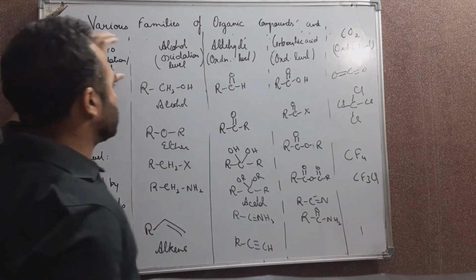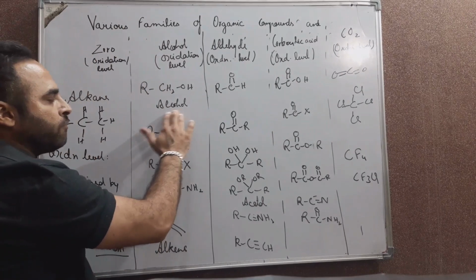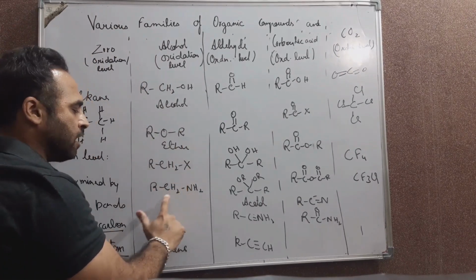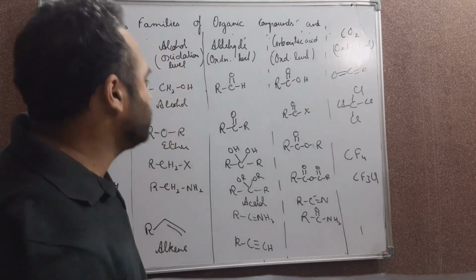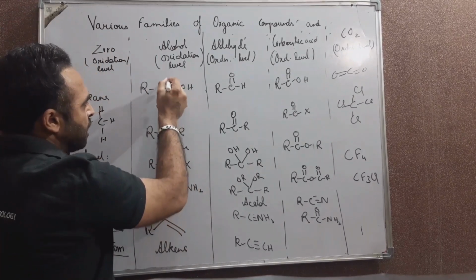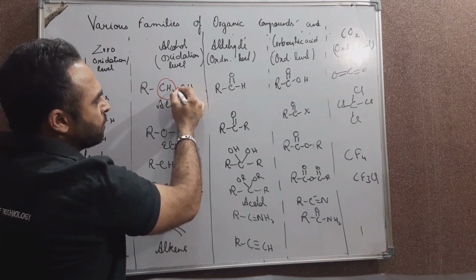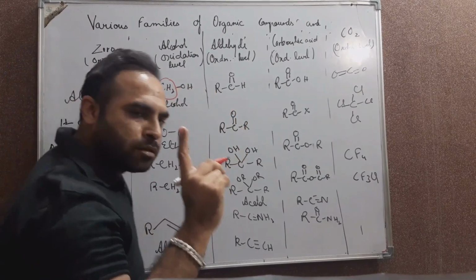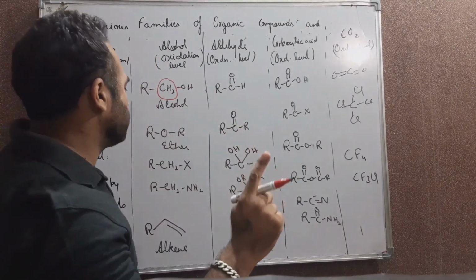Now we will go to the first oxidation level. So you can see here I have written the alcohol family, ethers, haloalkanes, amines. Okay, what you can see common in these families is that there is a carbon which is attached to a heteroatom by a single bond. There is one bond between a particular carbon and a heteroatom.